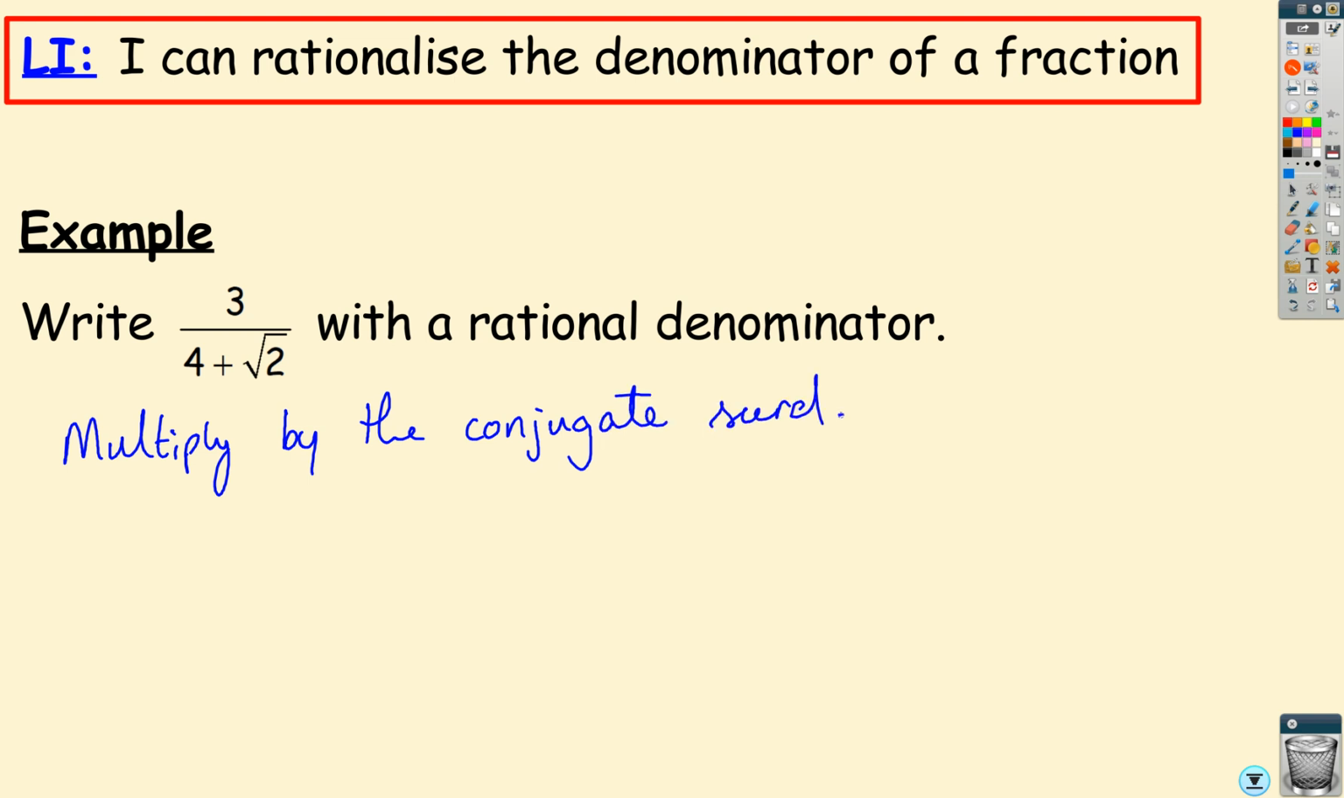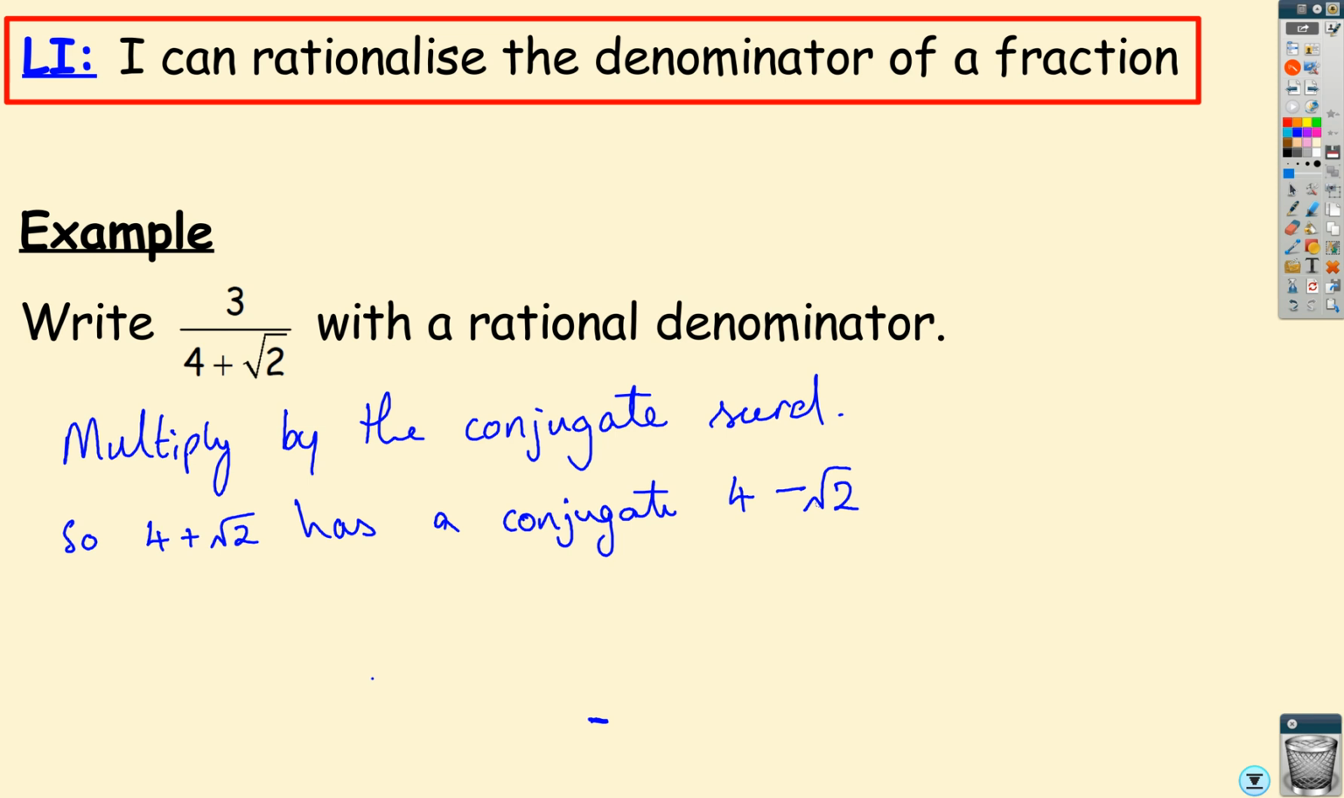Now the conjugate surd to 4 plus root 2: 4 add root 2 has the conjugate 4 take away root 2. So what you're really doing is just changing the sign in the middle. You're not changing the numbers. The conjugate to 4 plus root 2 is 4 take away root 2. Likewise, the conjugate to 4 take away root 2 is 4 plus root 2. So all you're doing is just reversing the sign.